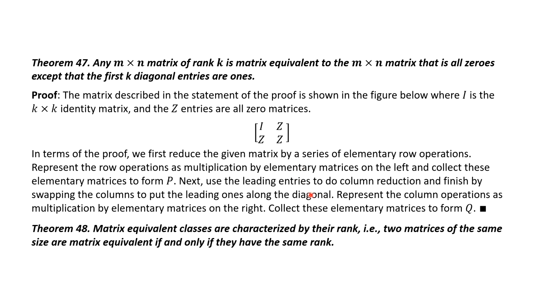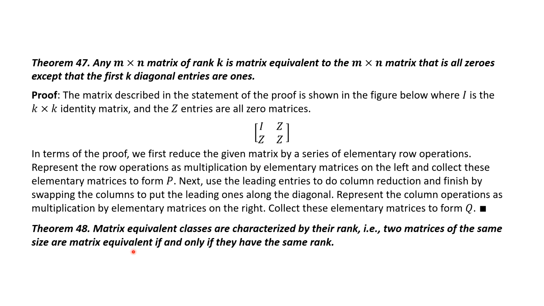So representing the column operations is multiplication by elementary matrices on the right. Again, we're going to form an invertible matrix, which we'll call Q. Those two together will give us our proof that we have a matrix that's equivalent to this here. In other words, our initial matrix is equivalent to a matrix in this form, because we found the P and Q that, multiplied times our initial matrix, give us this matrix here. I'll show you an example in the next couple of slides to show you how this works.